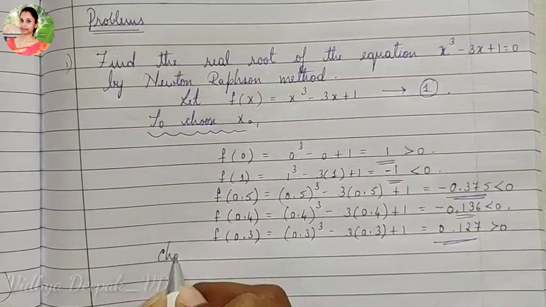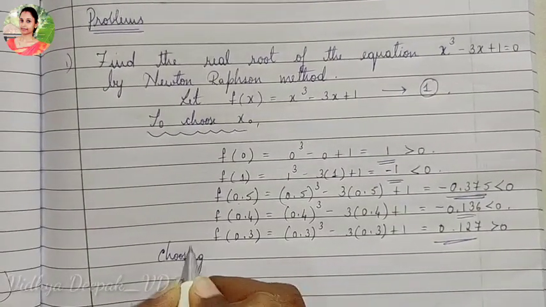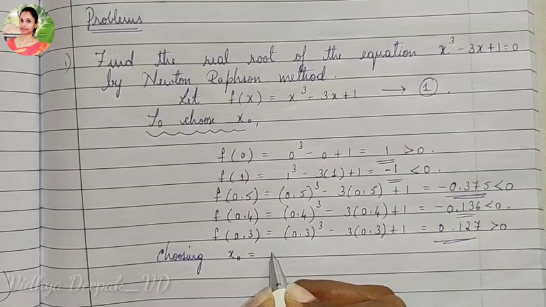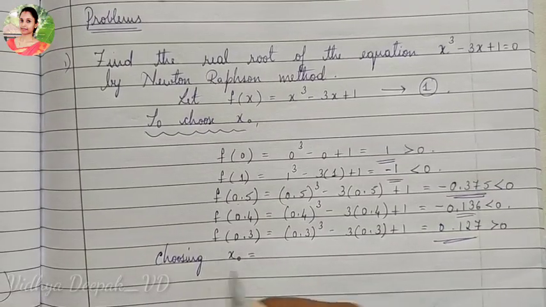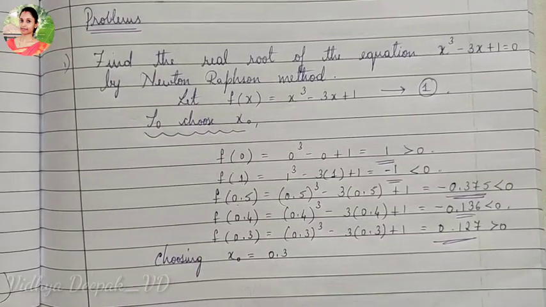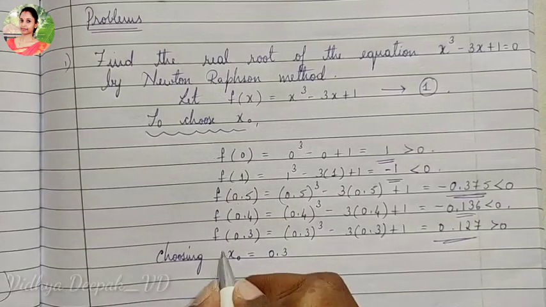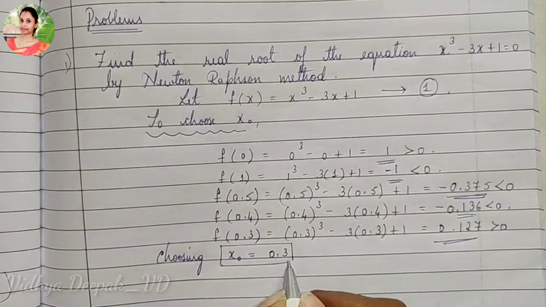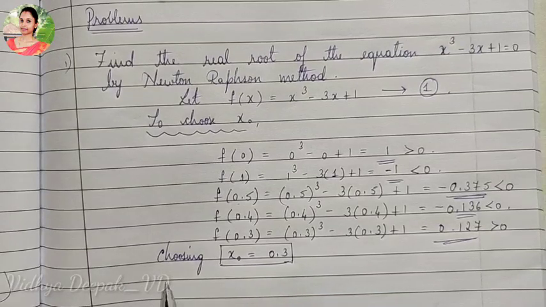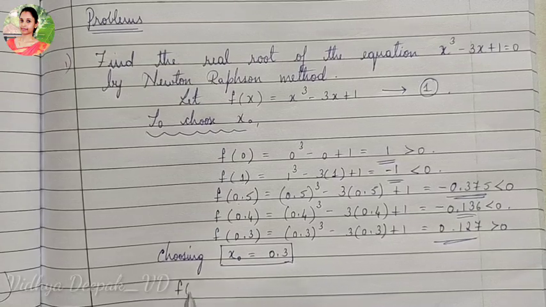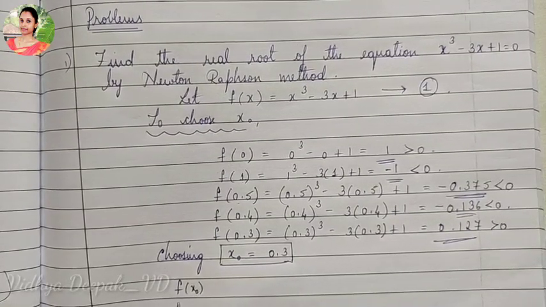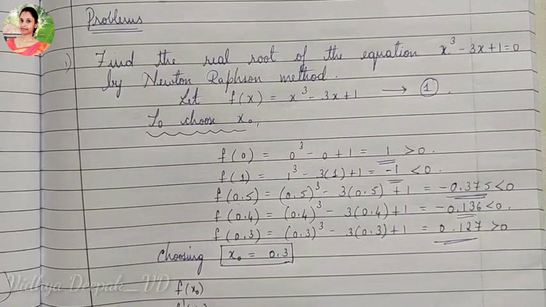So choosing x naught is equal to 0.3. I'll take x naught to be 0.3. Now what is our formula? Formula is x1 is equal to x naught minus f of x naught divided by f dash of x naught. So in order to do that, we should know f of x naught and f dash of x naught, right?